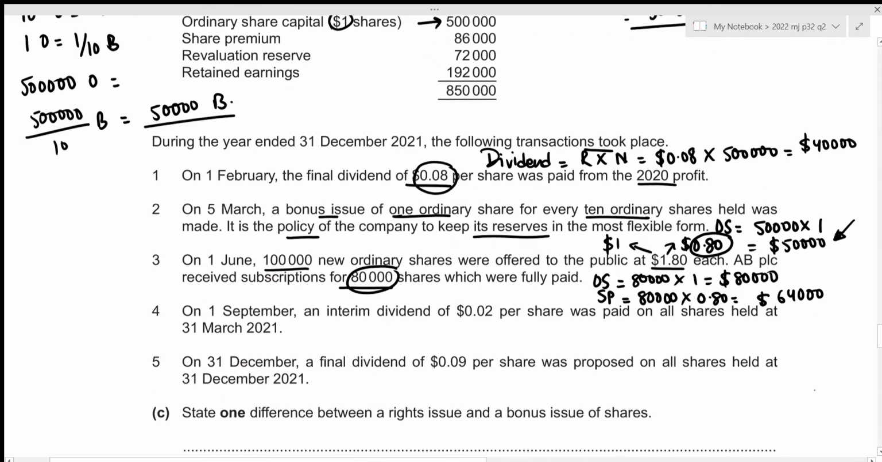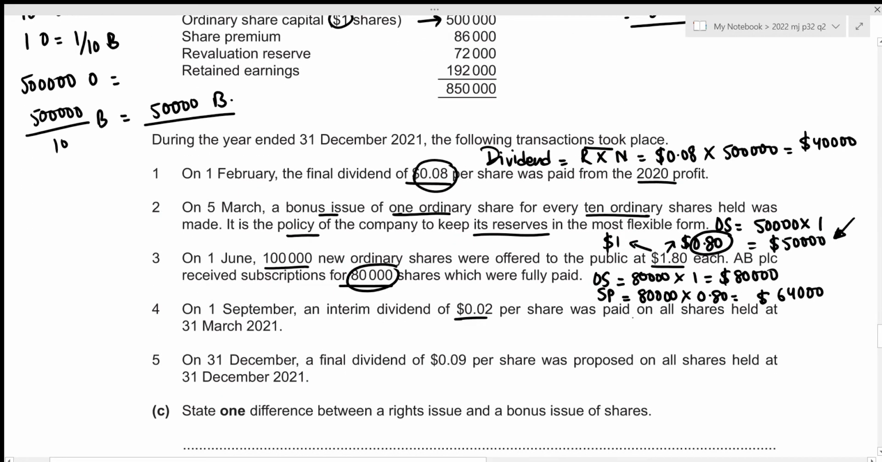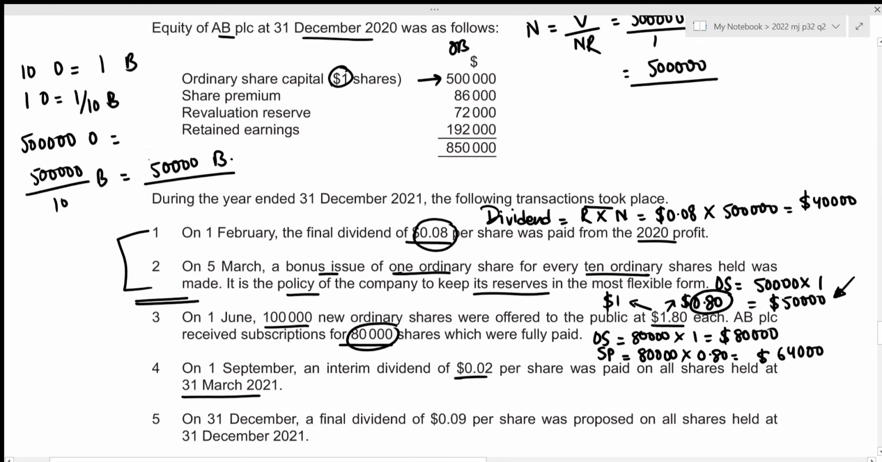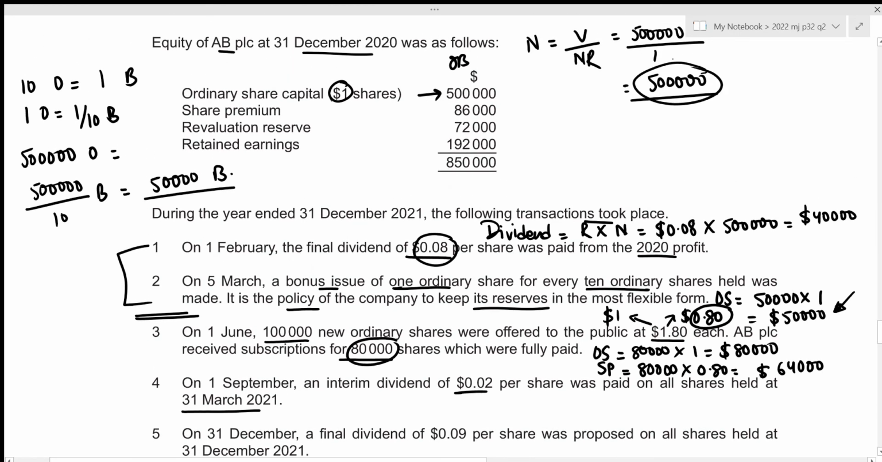Alright, then on 1st September, an interim dividend of 0.02 per share was paid on all shares held at 31st March 2021. So 31st March 2021 is right here, which means that we only include this dividend for the shares which had been issued before this date. So we have our existing shares of 500,000, and then we made a bonus issue of 50,000 shares. So now the total number of ordinary shares is just going to be 500,000 plus 50,000, which results in 550,000. So we will be providing the interim dividend for these shares.